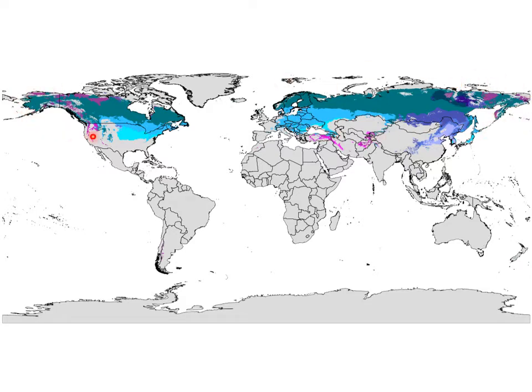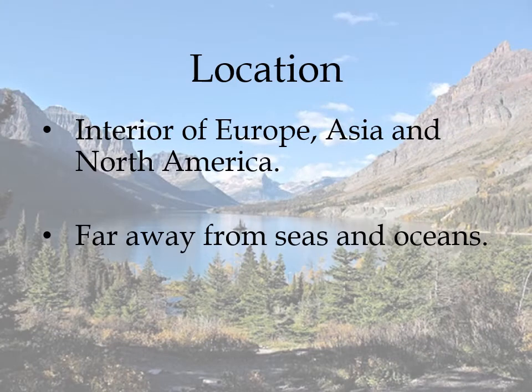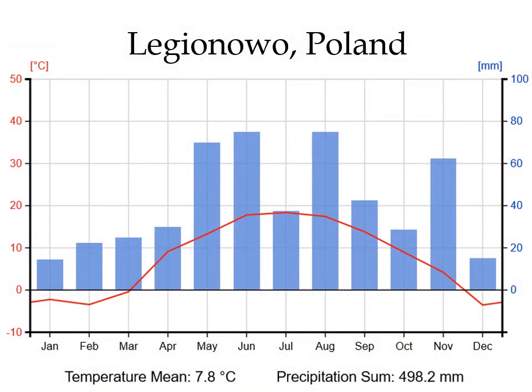As you can see, it goes very far up to the north, so this continental climate can be very cold. And sometimes, in the most extreme cases, it almost looks like a polar climate. But in general, it has some common characteristics. It is in the interior of Europe, Asia, and North America, far away from seas and oceans. The typical continental climate graph will be this one from Poland.